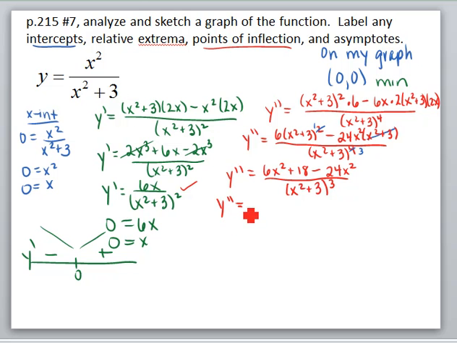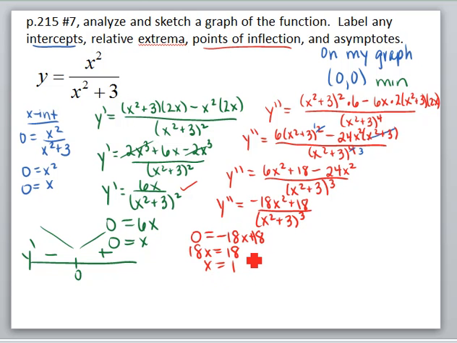So a little bit more simplifying here, I get negative 18x squared plus 18. Much easier to set equal to 0. The bottom will never give me 0, so I don't need to look for that. So if I set the top equal to 0, I end up finding out that when x is 1, there's a point of inflection. And I lost my squared again, so this would be plus or minus 1.